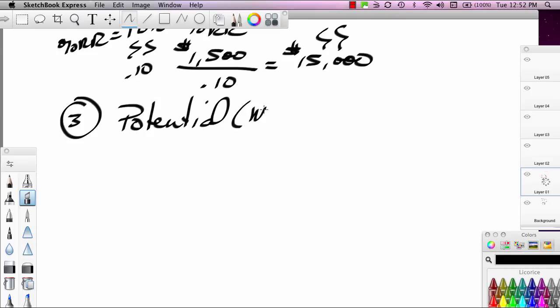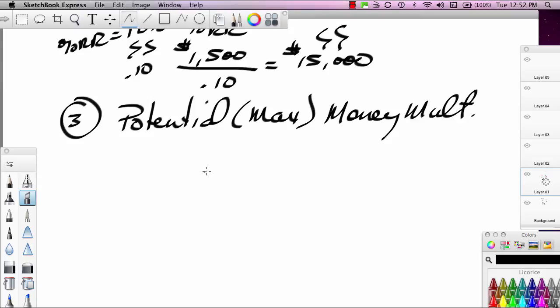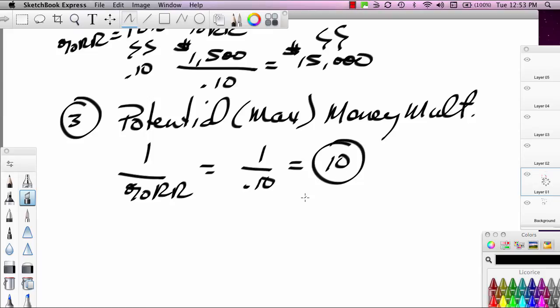Potential or maximum money multiplier. All right, here we go. So if we take 1 over the percentage reserve requirement, or 1 over 0.10, this will give us the maximum money multiplier, which is 10. So every dollar in the monetary base can expand as much as $10. Okay, and we'll be showing you how that's applied a little bit later.